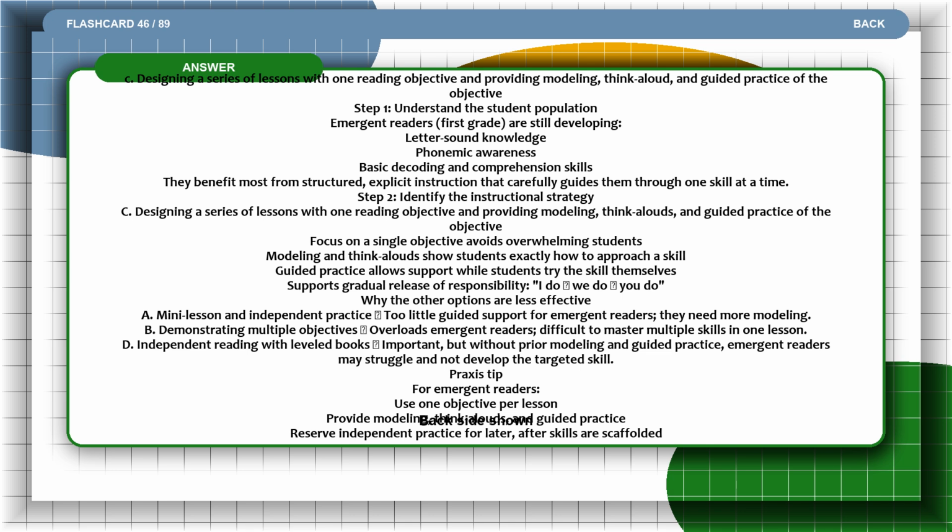Praxis tip for emergent readers. Use one objective per lesson. Provide modeling, think alouds, and guided practice. Reserve independent practice for later, after skills are scaffolded.